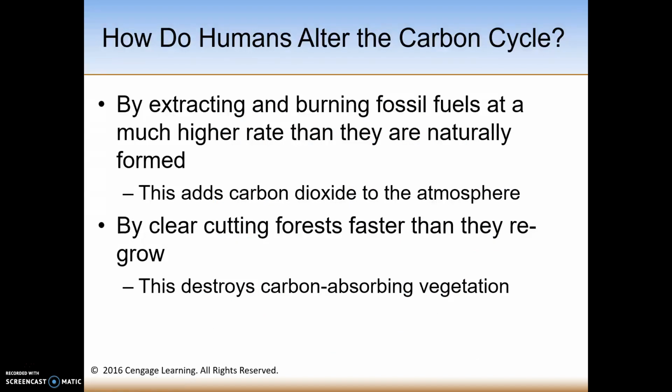So, how do we impact the carbon cycle? Well, you've heard a lot about fossil fuels already in this course, so by extracting them and burning them, we add carbon dioxide to the atmosphere. And by clear-cutting forests faster than they can regrow, we basically impact the carbon-absorbing vegetation on Earth.